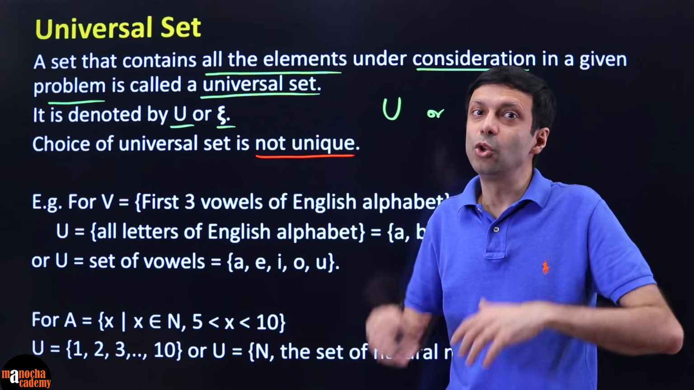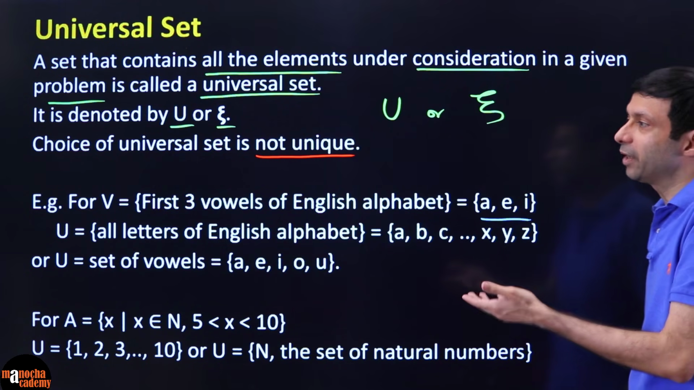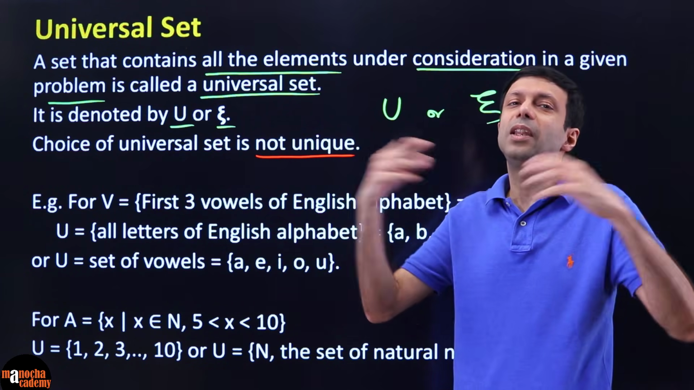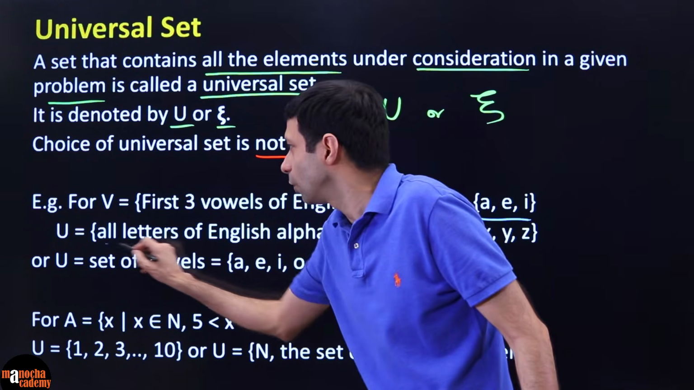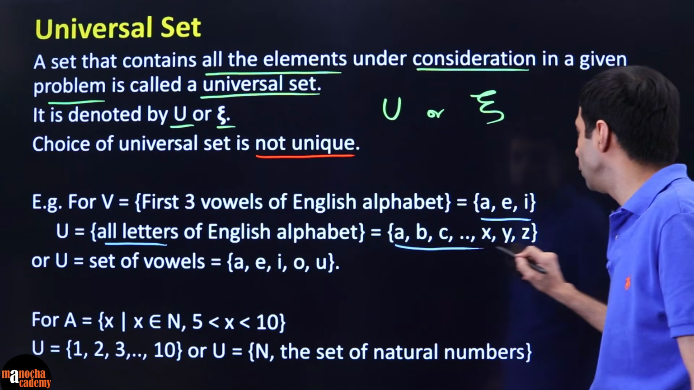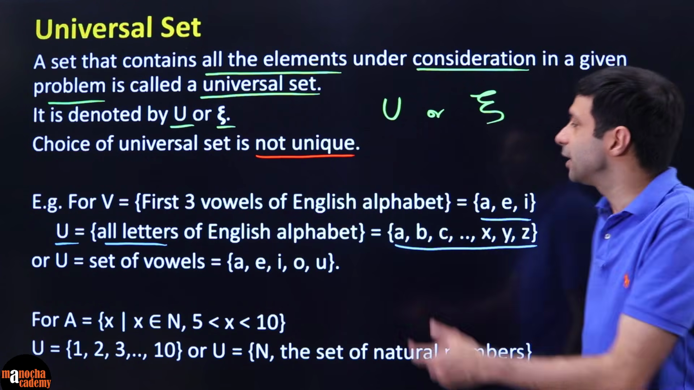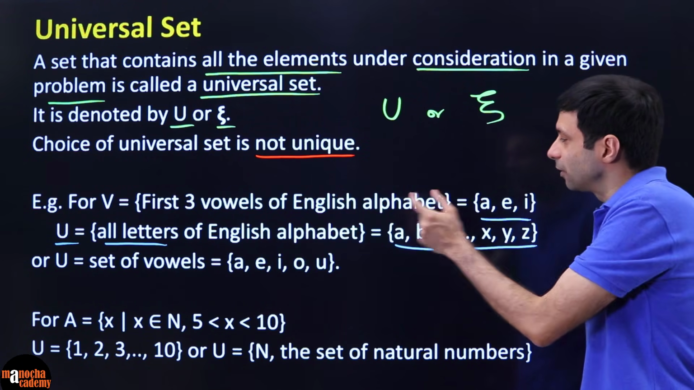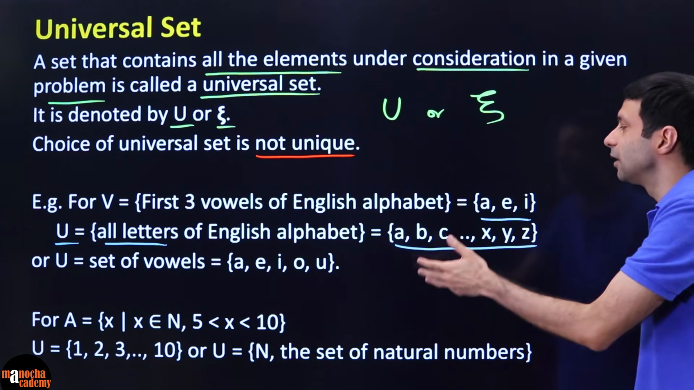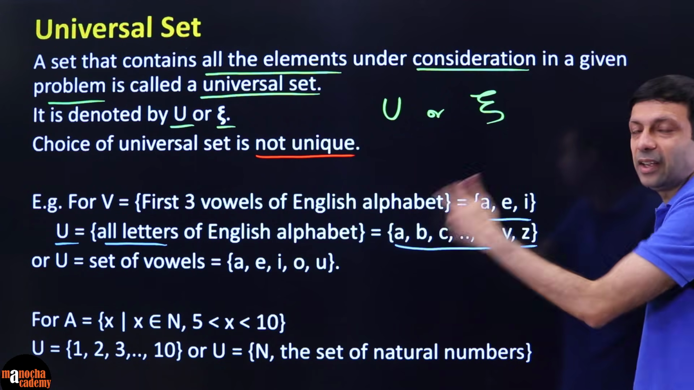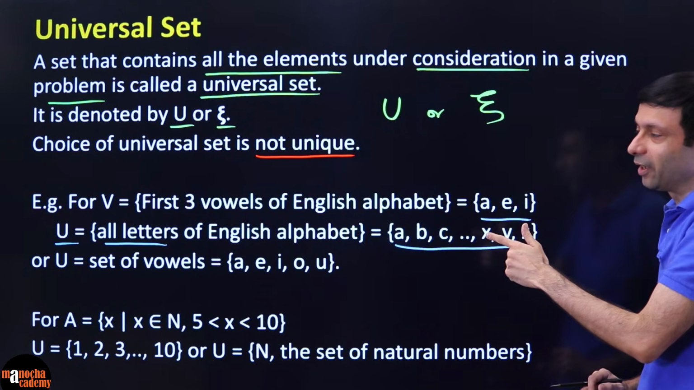Now what can I make the universal set as? Because we know A, E, I are vowels of the English alphabet, one option you might be thinking is all the letters of the English alphabet. So everything from A to Z. So this is one option of the universal set, right? And clearly you can see this set V, A, E, I is part of the universal set. So the important thing is that the set should be contained in the universal set, or the universal set is containing all these elements which you are considering.